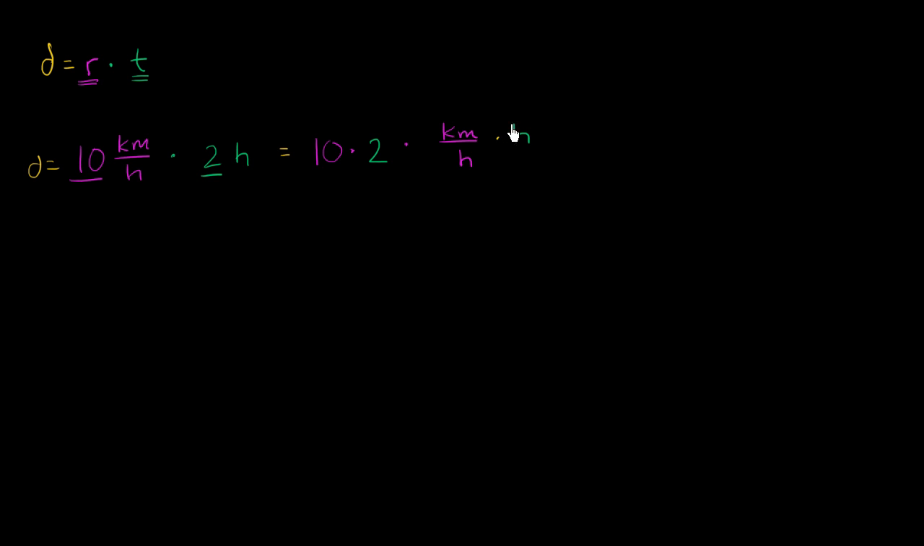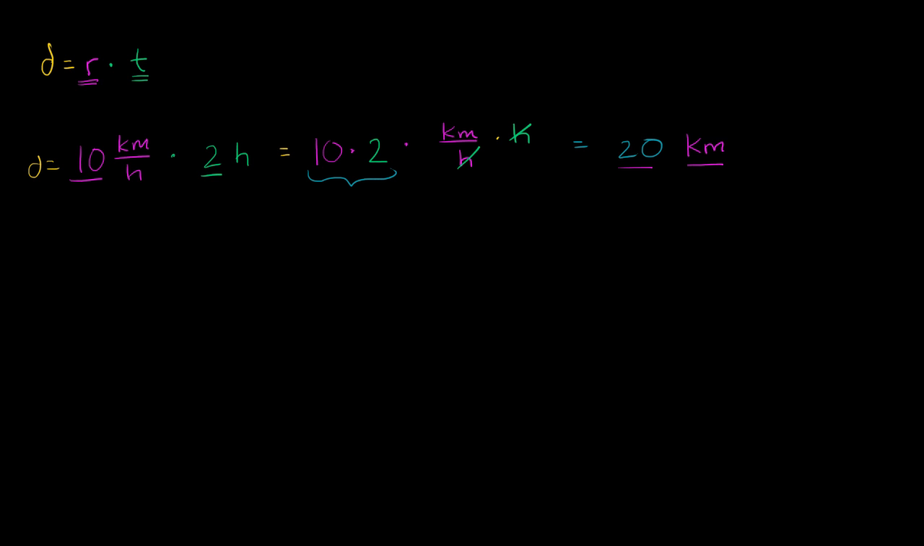Well, we have an h that's going to be in the numerator and an h in the denominator. These two things would cancel. And so what would we be left with? Well, we would be left with 10 times 2, which is equal to 20. And then the only units we would have left are the kilometers. And this makes complete sense. Our distance is going to be 20 kilometers. The units also worked out.